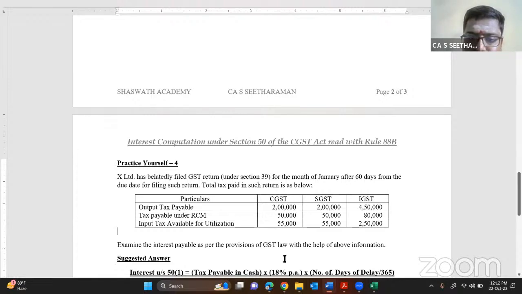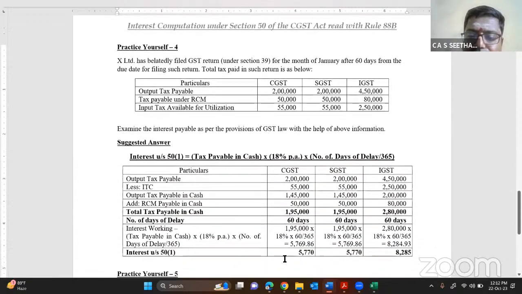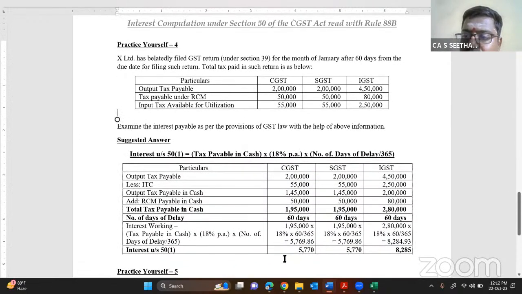Excellent. So here we go. In the presentation, there is a small change. And guys, only with respect to IGST, there is a change in your answer. I don't know how you got that value, right?